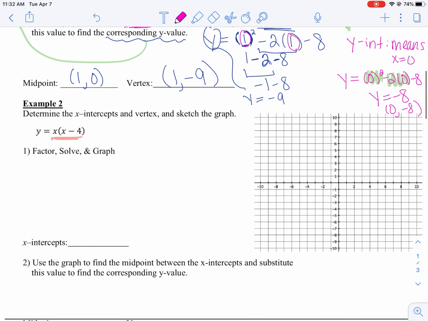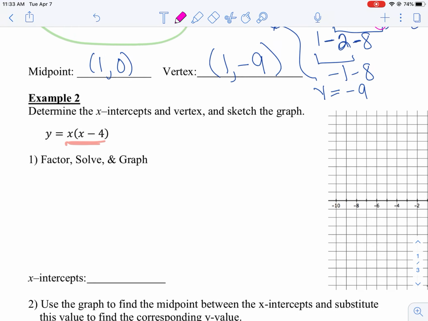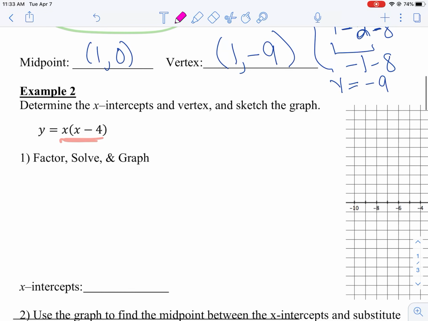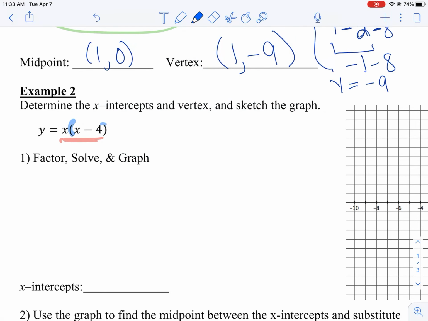Well, what if it's not in standard form? So here's one that's not in standard form. This is already factored. How do I know it's already factored? One of the huge things that you look for is, is there already a set of parentheses? And typically that means it's been already factored. So we don't have to factor in this case. We just have to solve. So what does that mean? Well, we set it equal to 0.